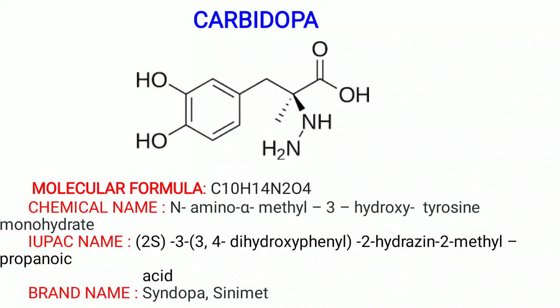Now we will discuss another drug, that is carbidopa, which is a peripheral decarboxylase inhibitor. This is the structure of carbidopa. Molecular formula is C10H14N2O4. Chemical name is N-amino alpha methyl 3-hydroxytyrosine monohydrate. IUPAC name is (2S)-3-(3,4-dihydroxyphenyl)-2-hydrazinyl-2-methylpropanoic acid. Brand names: carbidopa is sold under the brand names Syndopa and Sinemet.